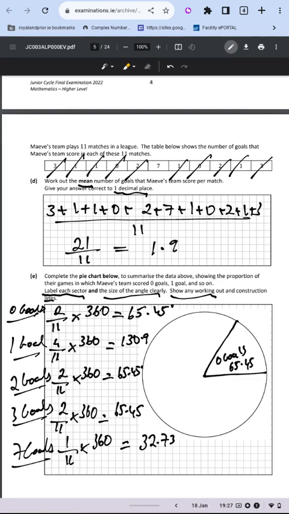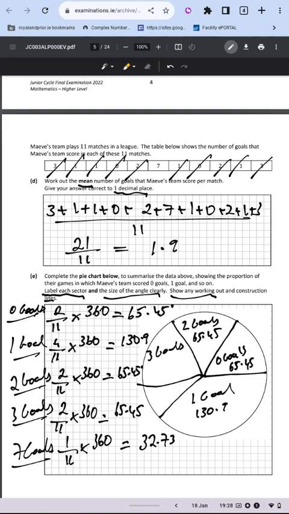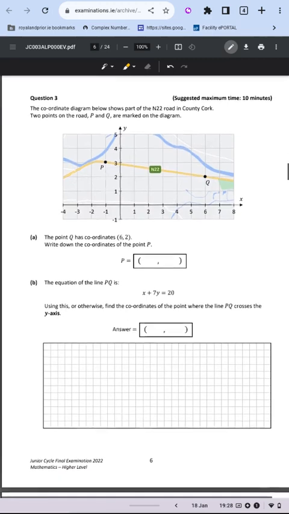And then 130, see there's 90, could be 1 goal. And then I have another 65, I don't know, another one, and so on. So I've got 2 goals, 3 goals, and 7 goals. So you should know how to use a compass to measure those.